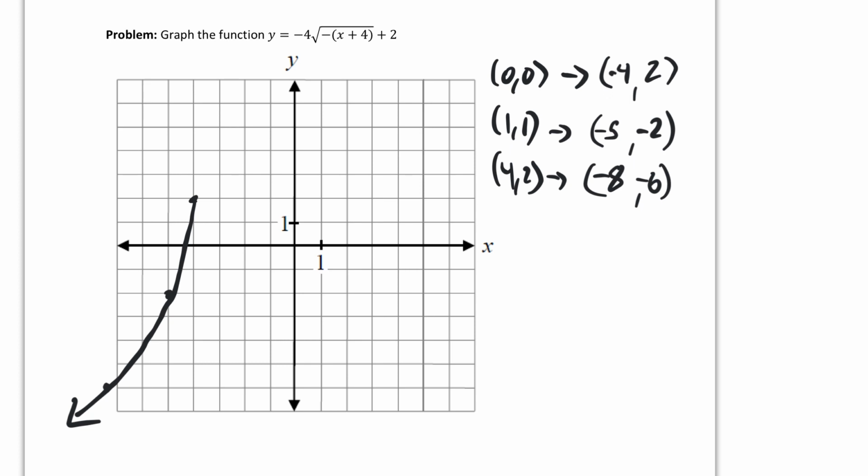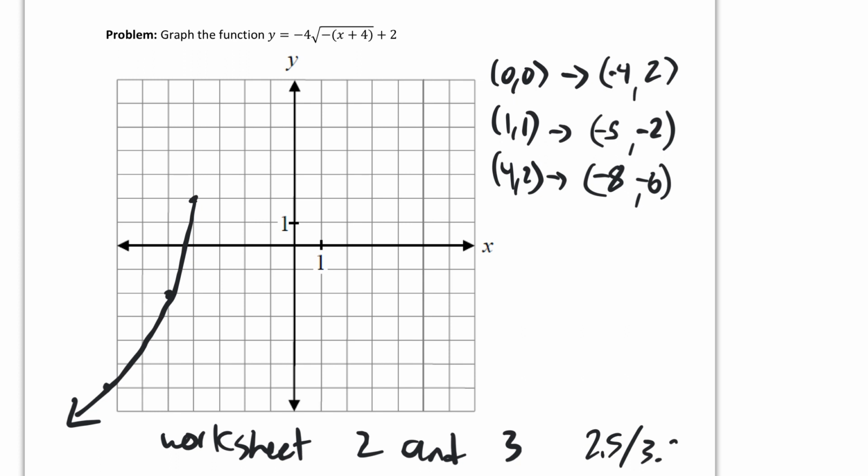All right, so hopefully this makes sense in terms of graphing radical functions. You can go ahead now and try worksheet 2 and worksheet 3. As well, when you're done, you can always work on 2.5 and 3.5 for homework.